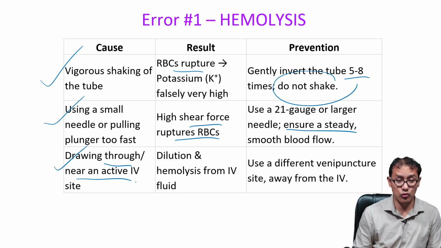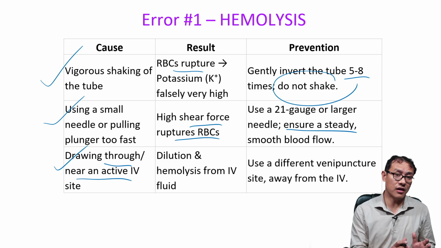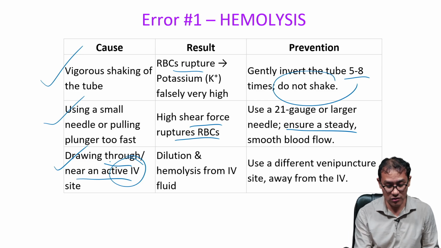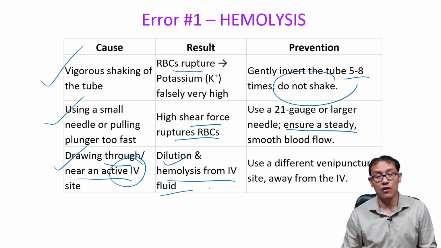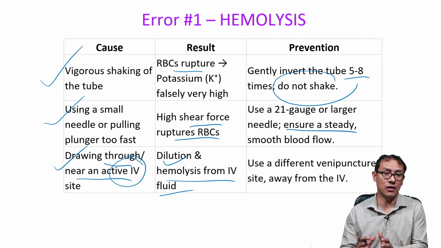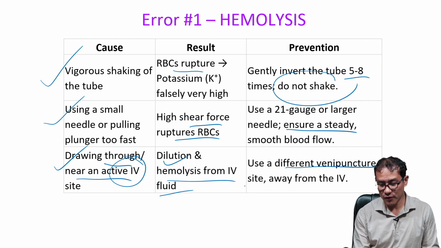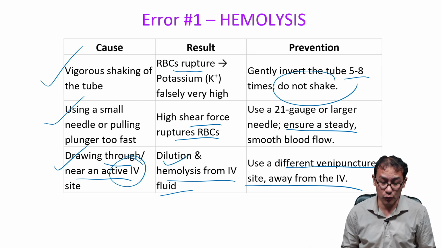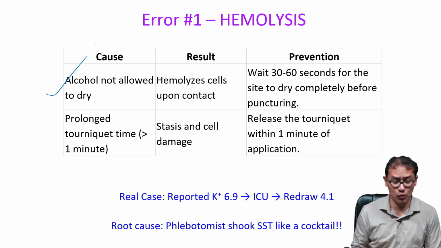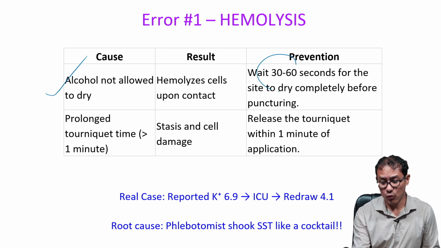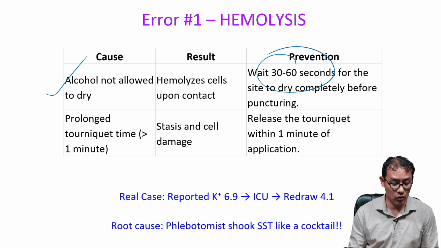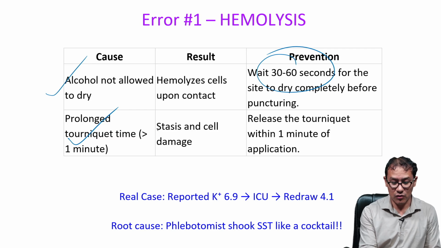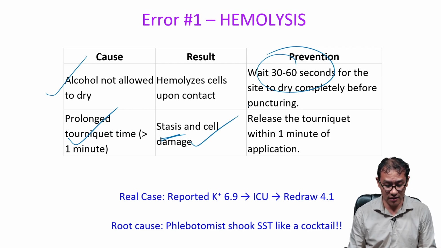You should not draw the blood from a site where a fistula is there for dialysis, or an IV site. You should not use that site because dilution can happen and hemolysis can happen, and the value will change. So use a venipuncture site away from the IV set. Alcohol has to be allowed to dry, otherwise hemolysis can happen. Wait 30 to 60 seconds and let the alcohol dry. The tourniquet should be left for less than 1 minute, not more, because it causes stasis of the blood and may damage the cells. This one has to be understood.